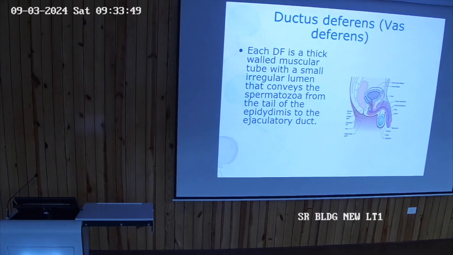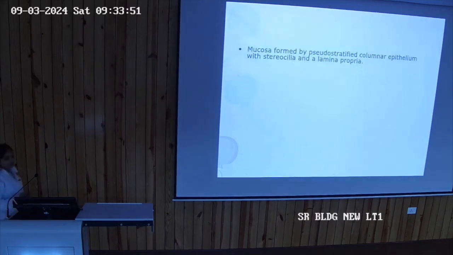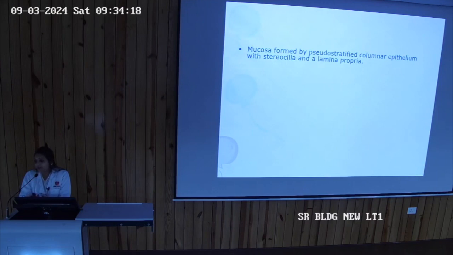Next, we have the vas deferens. Now the vas deferens slide is totally different from the epididymis and testes. It has mucosa, lamina propria, and three layers of muscle cells. These muscle layers are arranged into inner longitudinal, middle circular, and outer longitudinal. Now there are three muscular coats here in the vasa deferens.